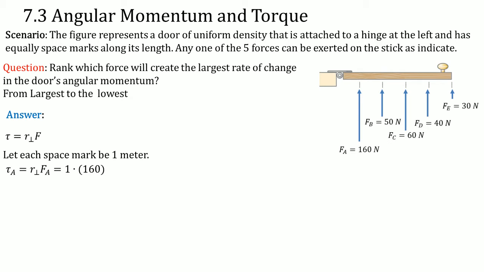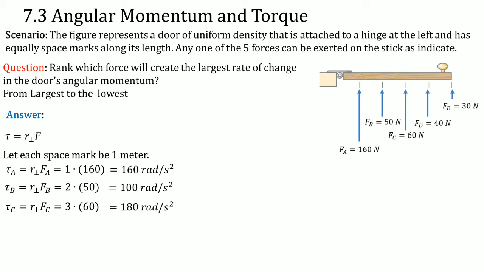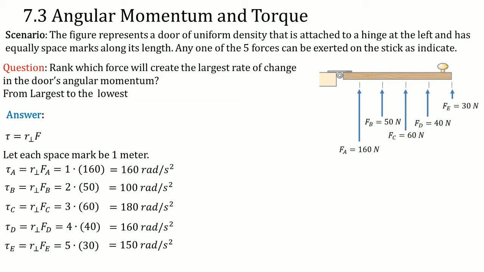The torque of A is going to have a radius of 1 meter because it's 1 meter away from the pivot point, times that force of 160 newtons. That's going to get you 160. The next one, I repeat the process, but now it is 2 meters away with a new force of 50 newtons. Multiply, we get 100. We repeat for torque C, that's going to be 180. Torque D is going to be 160, and torque E is 150.